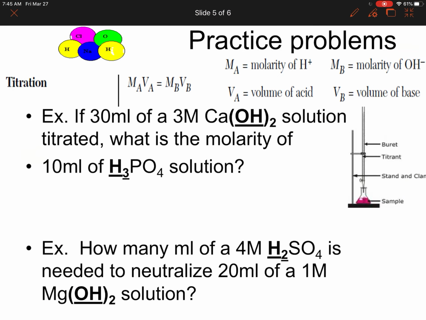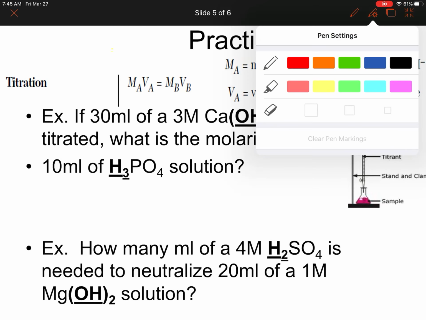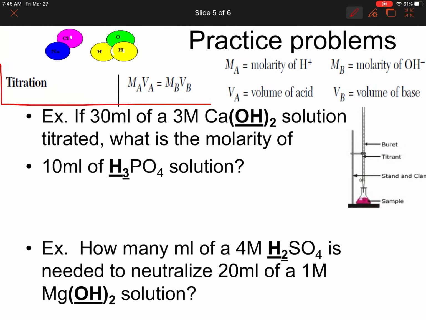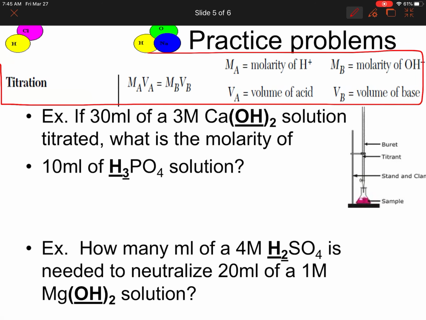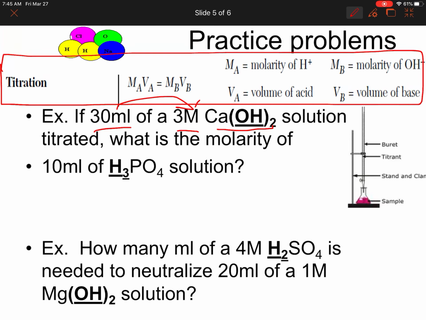Now, let's do some more practice problems here, okay? Again, here's our formula up here. It was right there, where all formulas are located in Table T. Now, how is this question going to be a little different? Well, first of all, it says if 30 milliliters of a 3 molar Ca(OH)2. So 30 of that, so you know these two numbers go together on the same side, right?